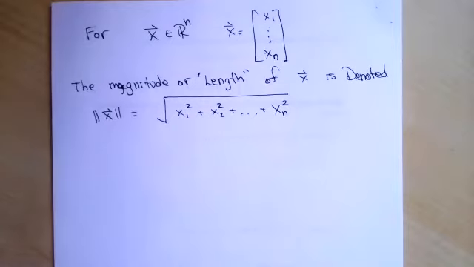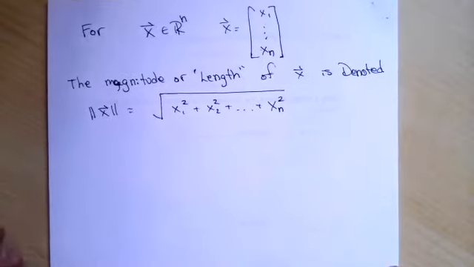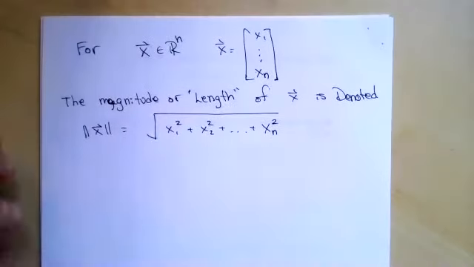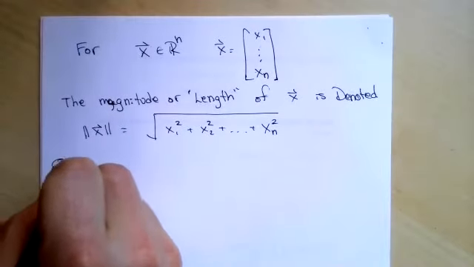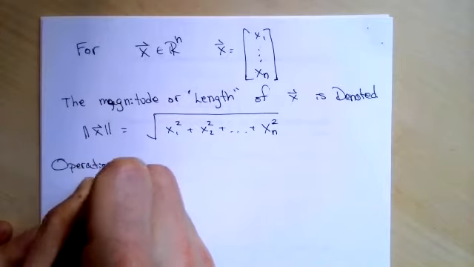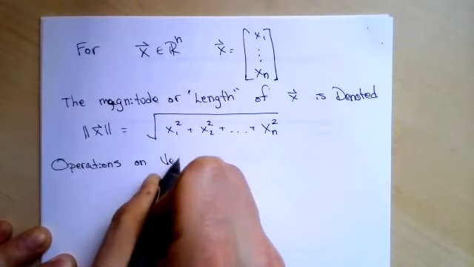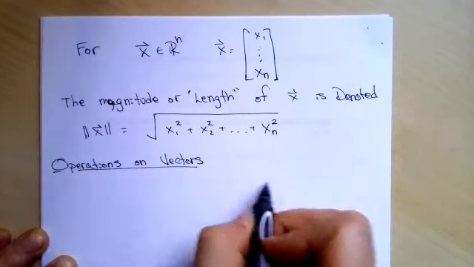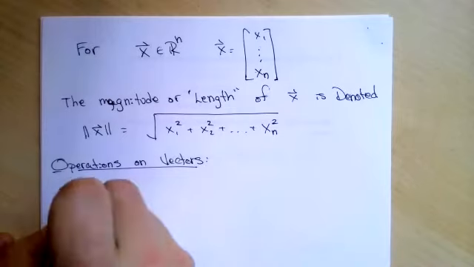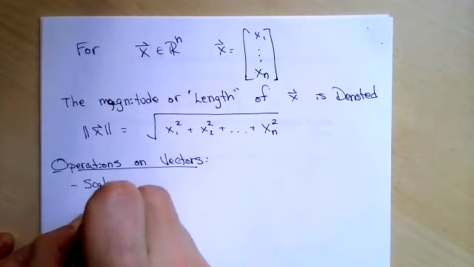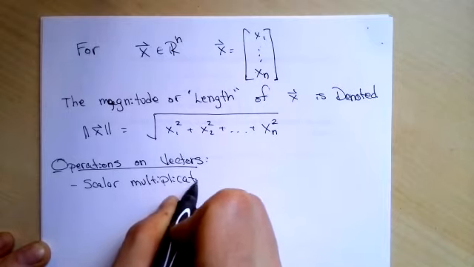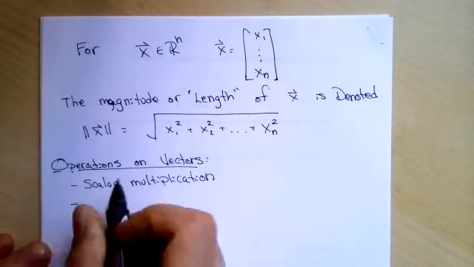Okay, so let's try to formally develop this notion of a vector space now. And first, we want to know what types of operations we can do on vectors. So we have scalar multiplication and addition.